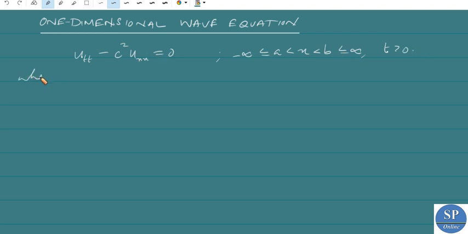where c belongs to R is called the wave speed. So, this is the one-dimensional homogeneous wave equation.